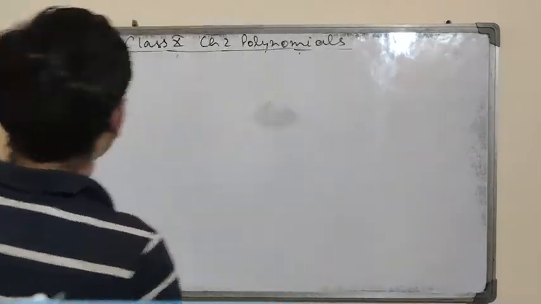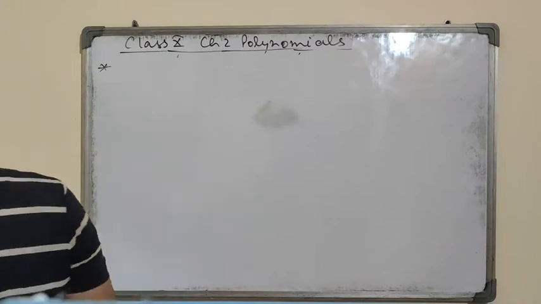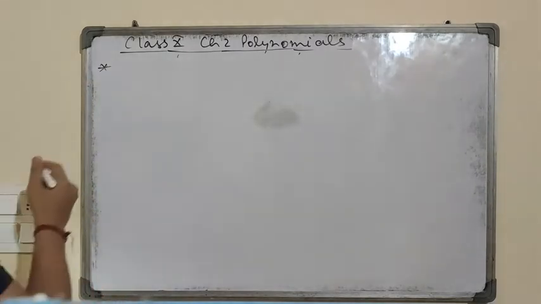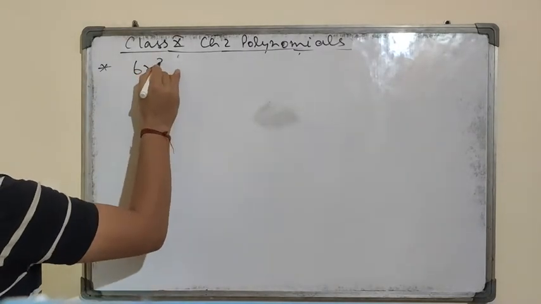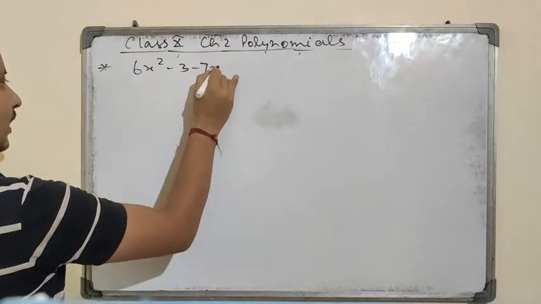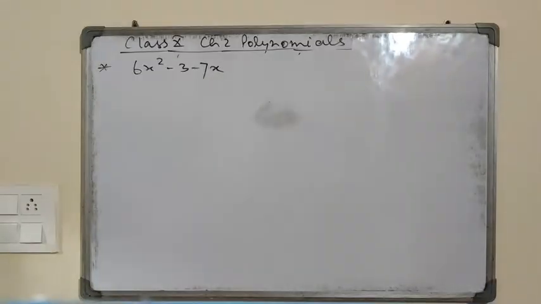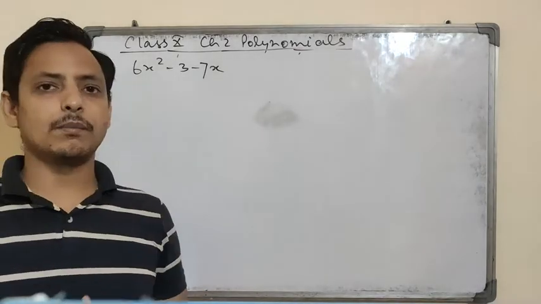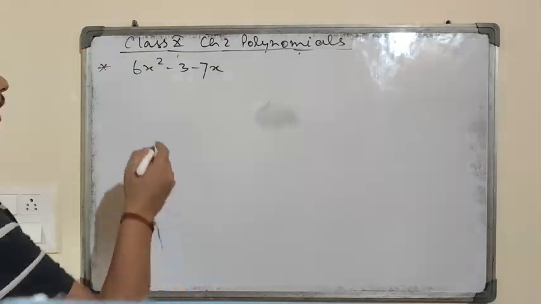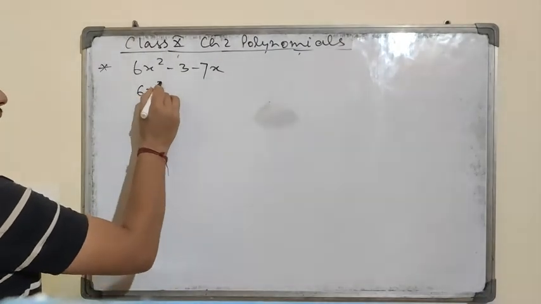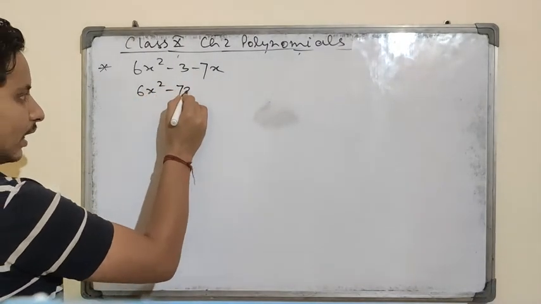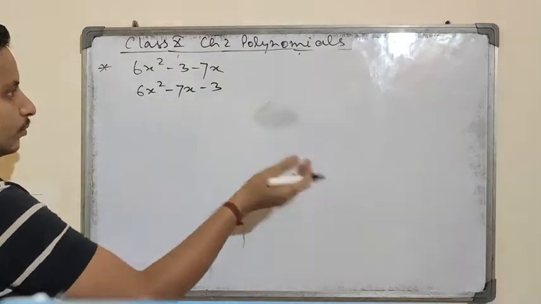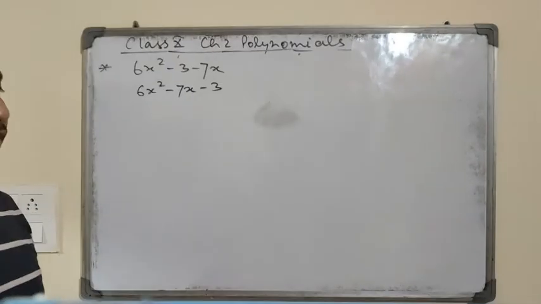And this question is also a very important question. 6x square minus 3 minus 7x. तो इसको मैं क्या करूंगा, मैं इसको क्वाड्रेटिक फॉर्म में अरेंज करूंगा पहले. तो 6x स्क्वायर इसको फॉरवर्ड रखूंगा आगे, एंड माइनस 3 विल गो बियॉन्ड 7x.